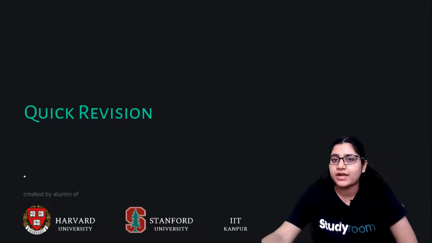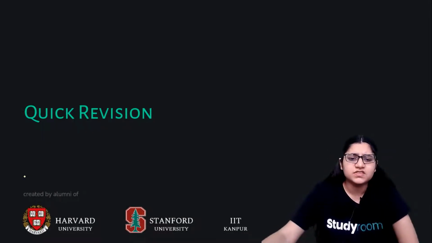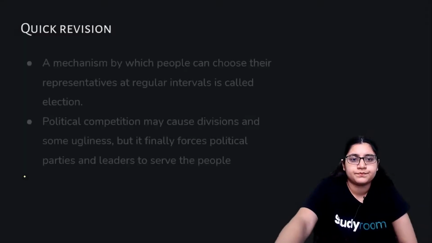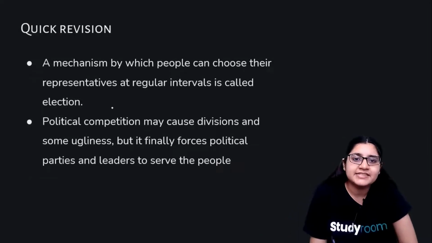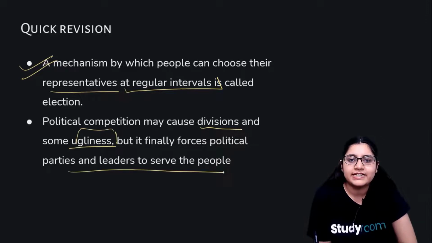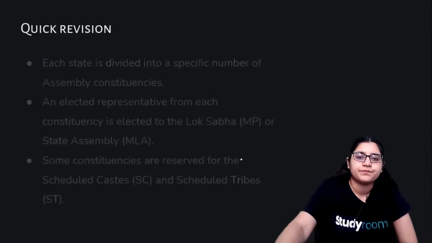Now we have come to the quick revision of the chapter. This is very important for your concept clarity. A mechanism by which people can choose their representatives at regular intervals is called elections. Political competition may cause division and some ugliness, but it finally forces parties and leaders to serve the people.